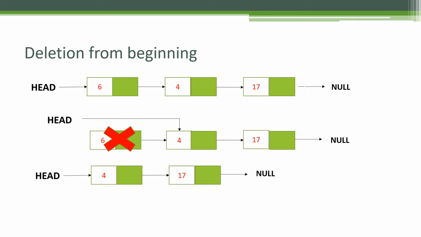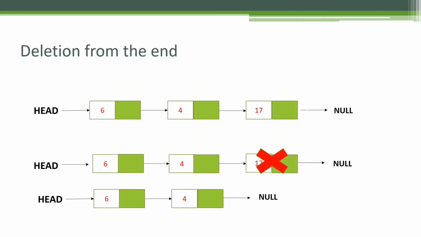Now we look into the delete operation. We can delete either from the beginning, end or from a particular position of a linked list, same as the insertion operation. First of all, we look into deletion from the beginning. Here we point head to the second node. The first element we need to delete is 6, so we point head to the 4 and we delete this element.